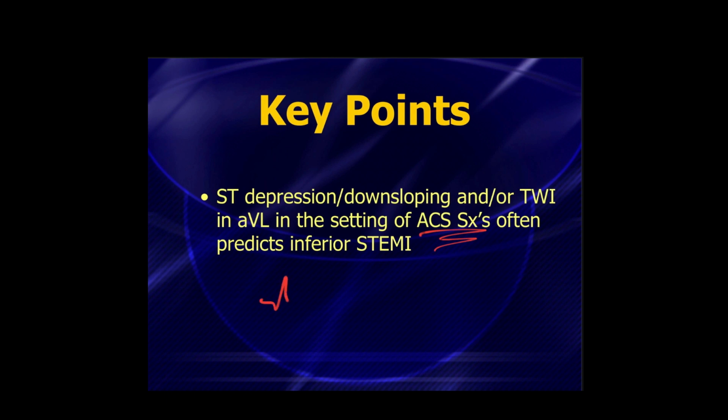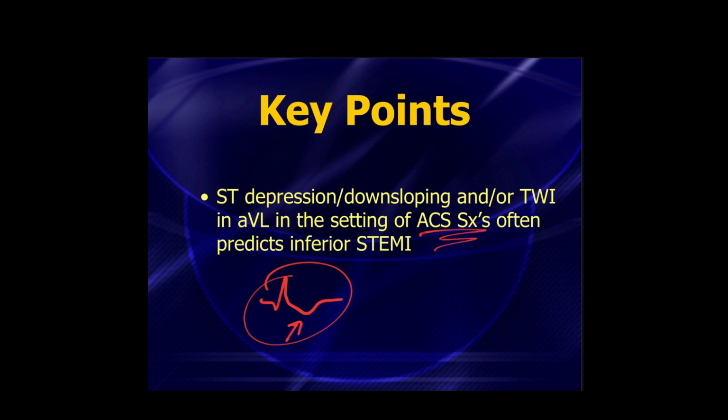So the ST segment starts sagging down, maybe a flipped T wave. That's what you see in lead AVL. And then later you start developing the ST elevation in 2, 3, and AVF. So this reciprocal change oftentimes precedes the ST elevation.